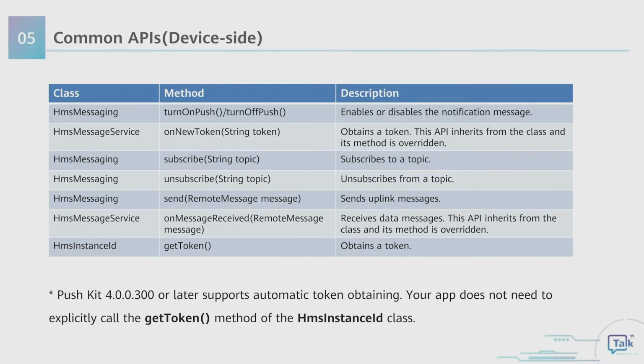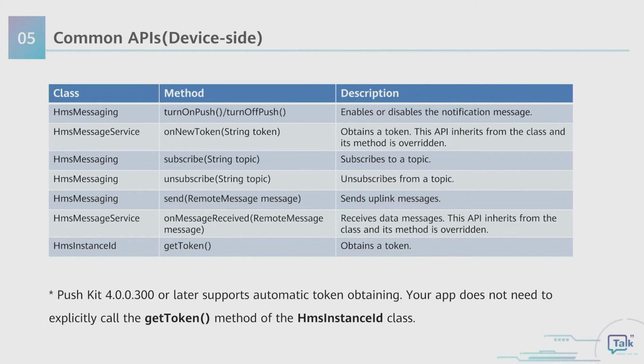We also have the getToken method, which is called to register for a new push token. Note that the getToken method in the HMS Instant ID class is optional in the newer version of the PushKit, which can be replaced by a parameter in the Android manifest.